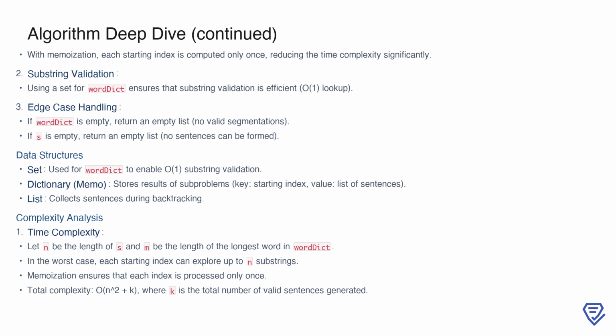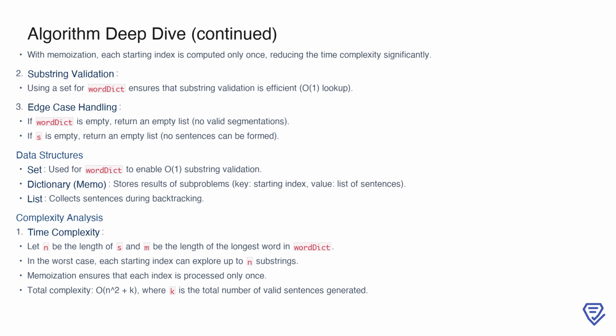It's also important to handle edge cases, such as when the dictionary is empty or when the input string s is empty. In both scenarios, no valid segmentations can be formed, so we return an empty list. The data structures used in this algorithm include a set for efficient substring validation, a dictionary for memoization to store intermediate results, and a list to collect sentences during the backtracking process. For complexity, the time complexity depends on the length of the string and the number of valid sentences generated.